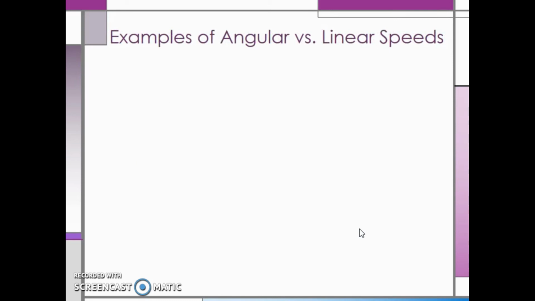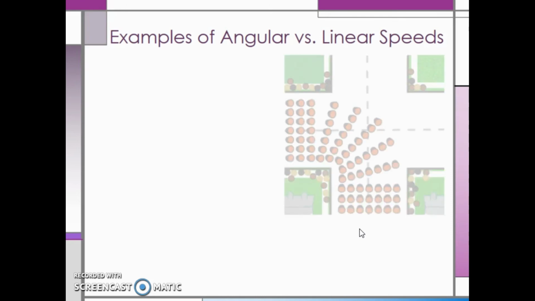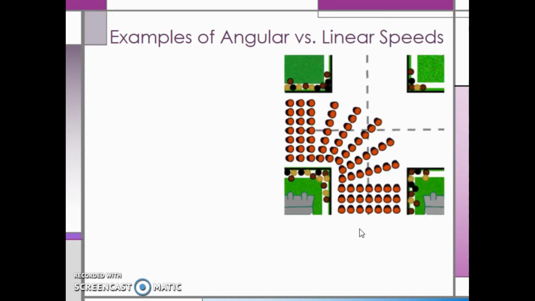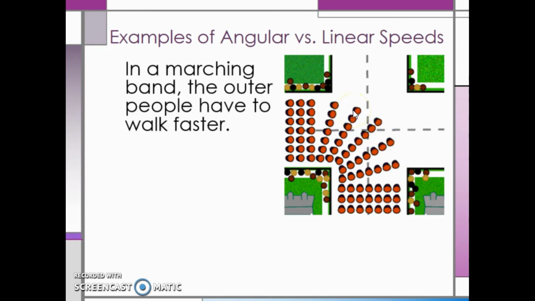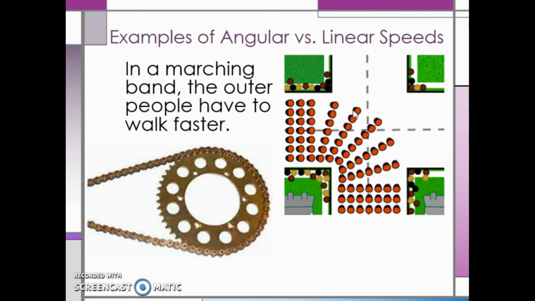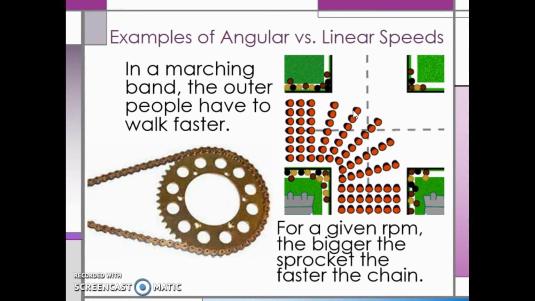There are several examples where you have probably experienced linear speed versus angular speed. In a marching band, when you are turning a corner, your line needs to stay straight. That means the people on the outer side have to walk faster in order to turn the corner, since they have a larger radius. As another example, for a given angular speed on a bicycle, the bigger the sprocket, the faster the chain moves. In the next video, we will look at rotational power.